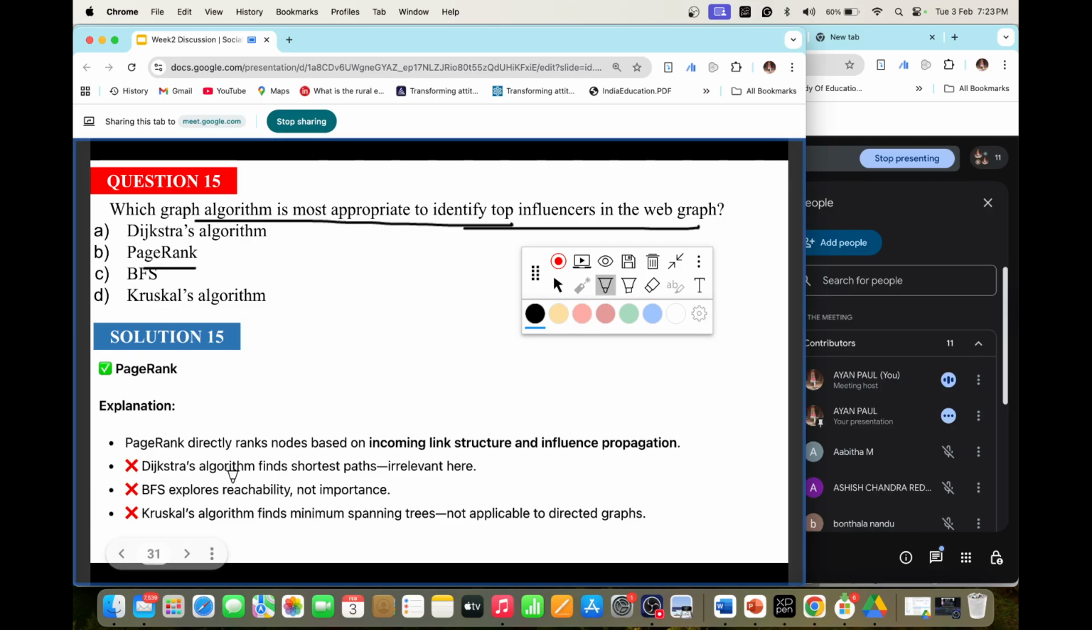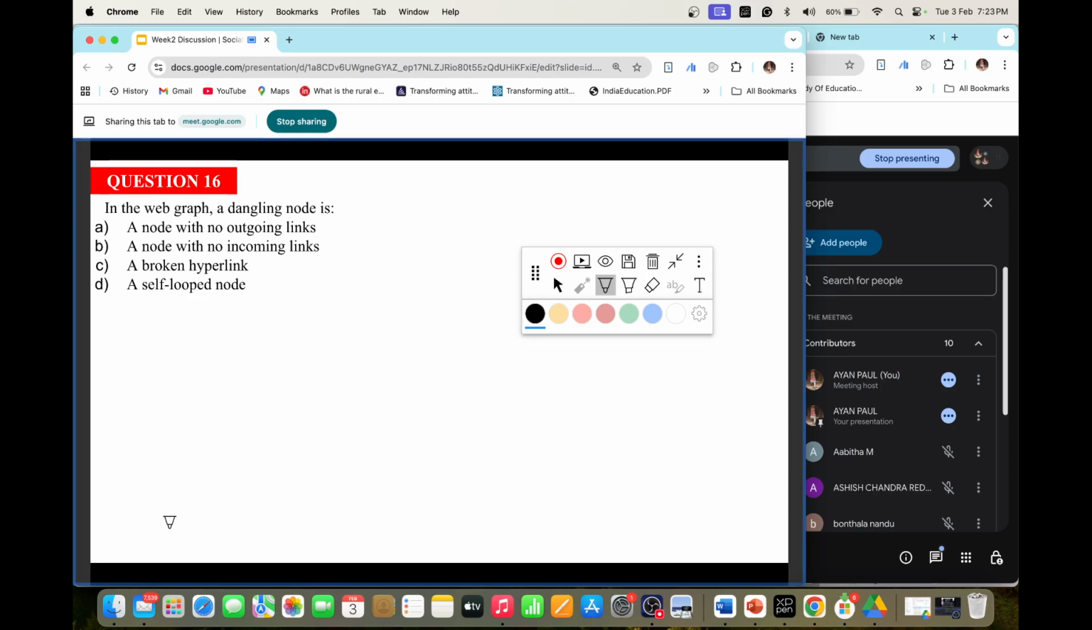Dijkstra algorithm finds the shortest path, irrelevant here. BFS explores reachability, not importance, that is, whether a node can reach another node or not. And then you have Kruskal algorithm. It finds minimum spanning trees, not applicable to directed graphs. Okay, so option B is your correct answer.